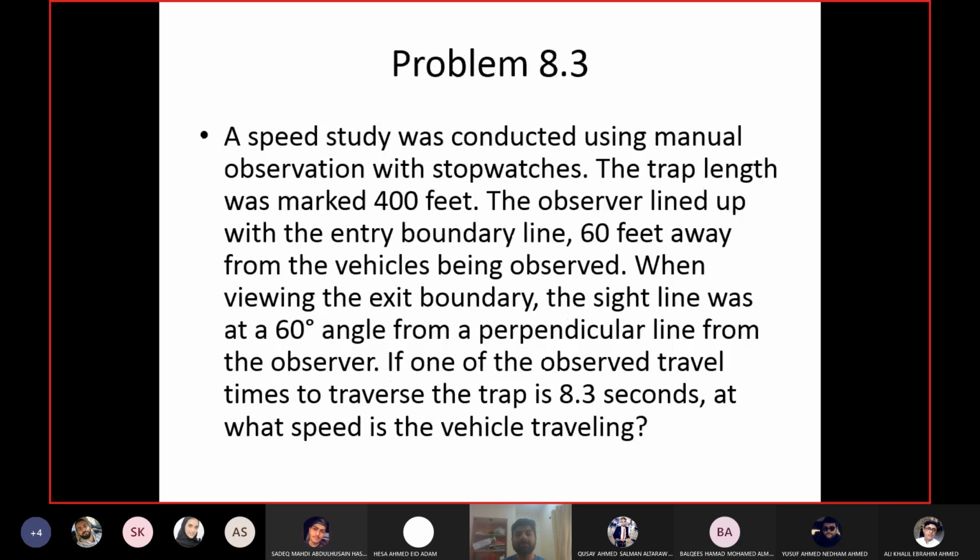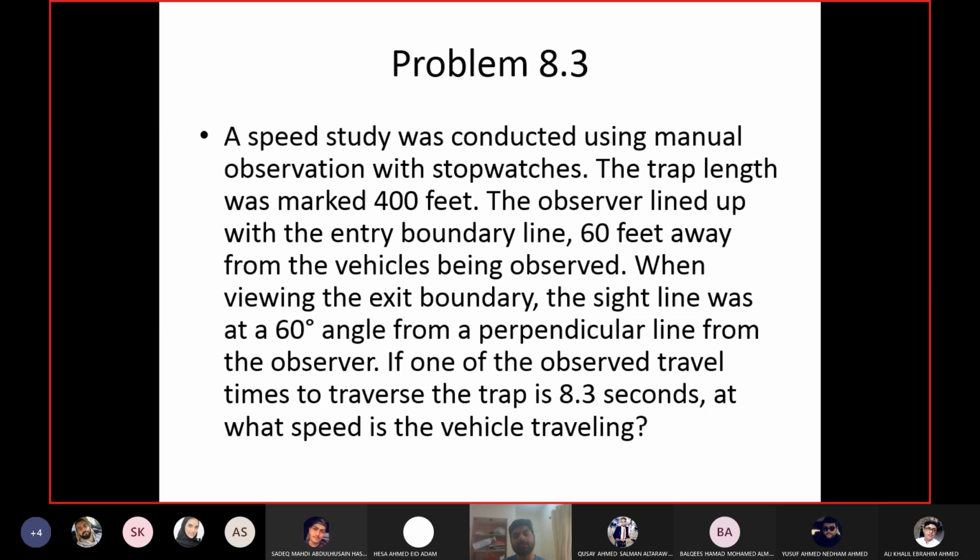Now let us look at an example in which the first type of error, the parallax error, is removed. We have a speed study done with stopwatches. We had a trap length of 400 feet, so they were observing the time of the vehicle to cross 400 feet. The observer was lined up with the entry boundary line, meaning the starting point of 400 feet, and he was 60 feet away from the road.